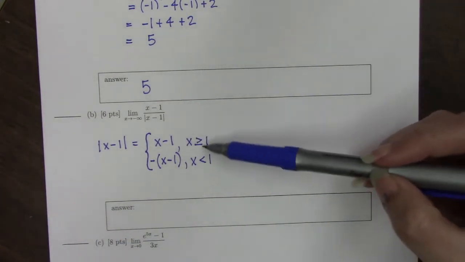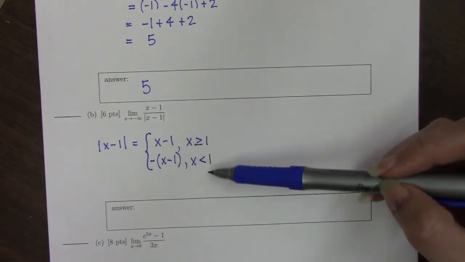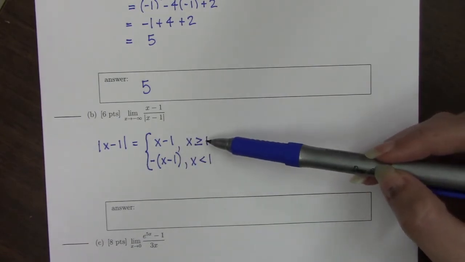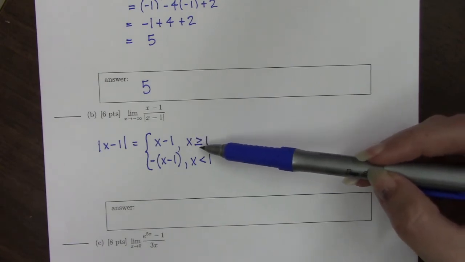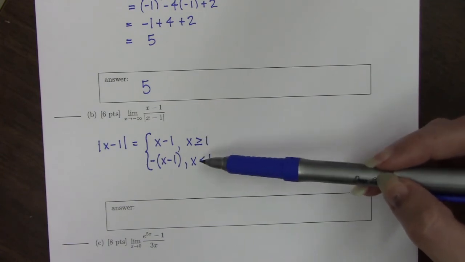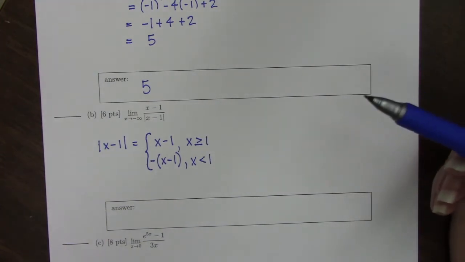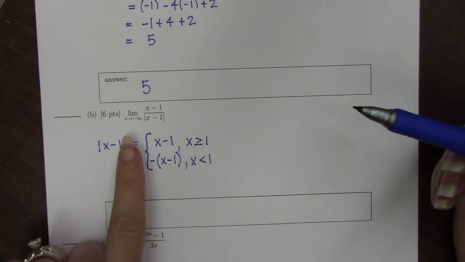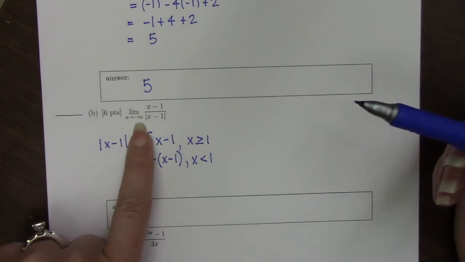Now, this function has a domain of all real numbers, so I had to put 1 somewhere. I chose to put it here. It was perfectly acceptable if I had just said greater than 1 and less than or equal to 1 here. But you can't include it with both parts. So now that I've got my piecewise function, well, x is approaching -infinity.